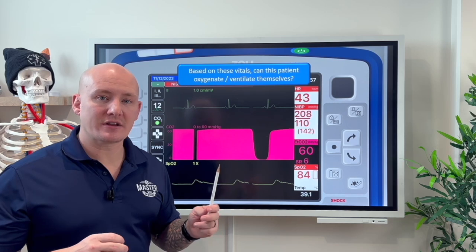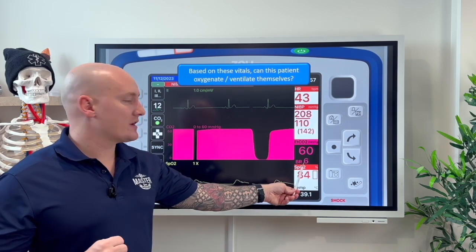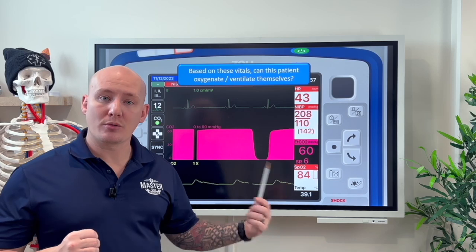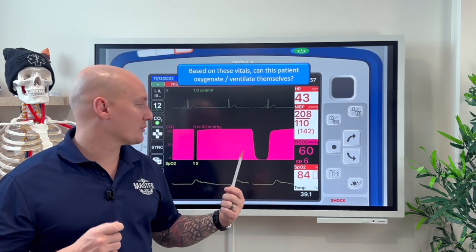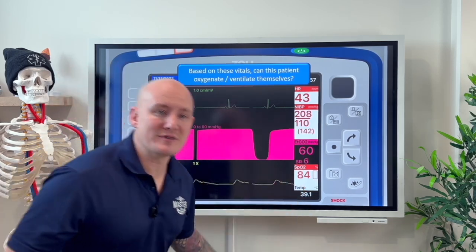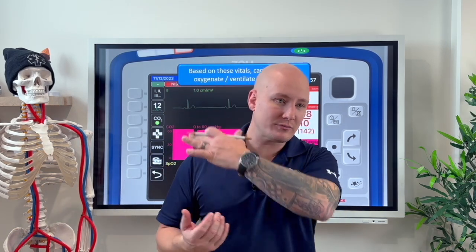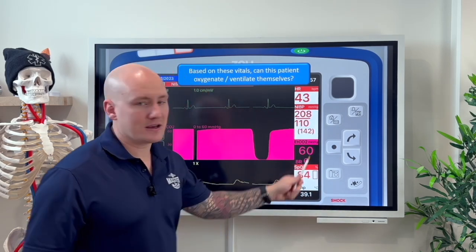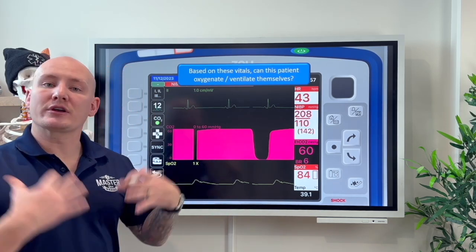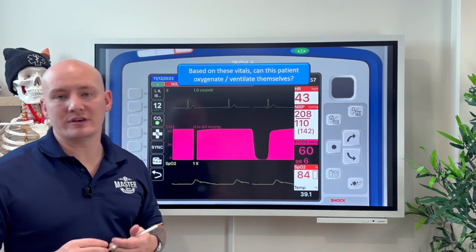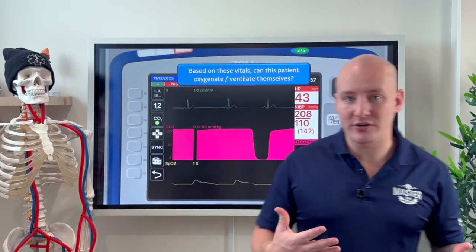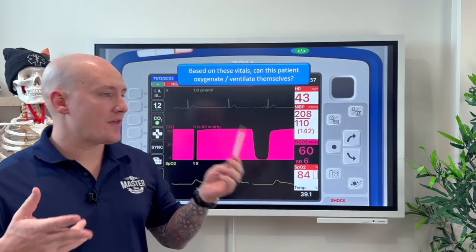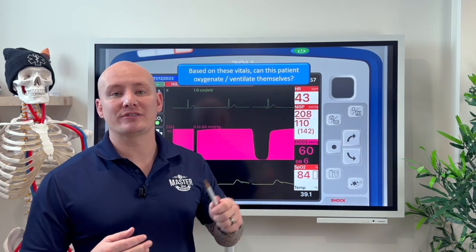Now, how can we tell that they can't ventilate themselves? Well, they have a breathing rate of 6, that's below a normal breathing rate, so they're not ventilating themselves appropriately. And their EtCO2 is 60, which means that it's rising. It means that their minute volume is completely limited, meaning that they're not able to get rid of CO2 in their breathing, so it accumulates in their blood. So they're breathing so slow that they're accumulating CO2, and we're seeing that with an EtCO2 number that's significantly higher than what we would like. So in this particular scenario, this patient cannot oxygenate and they cannot ventilate themselves, so we're going to have to assist them in that.